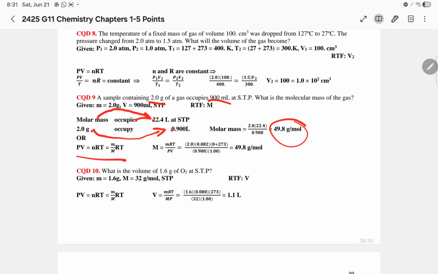Now, what's the volume of 1.6 grams of oxygen at STP, which is 22.4? Now, at STP, 1.6 grams, we need the volume. So V equals mRT over MP. Substitute all your values, we get the volume.